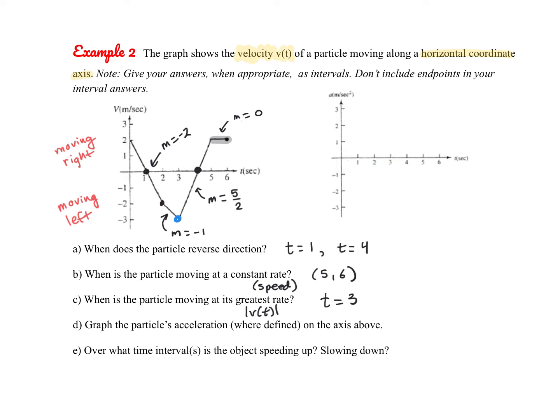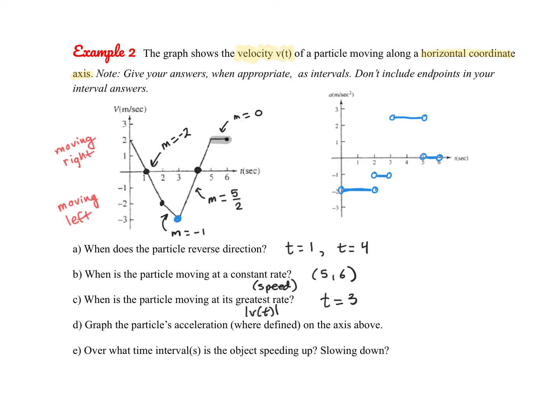So again, from 0 to 2, our slope is -2, so that's going to represent our acceleration. From 2 to 3, our slope is -1. Notice I'm not including those turning or pointy parts on our graph because we cannot differentiate at values like that. And then from 3 to 5, our slope is 5/2, so 2.5. And then from 5 to 6, our slope is equal to 0.